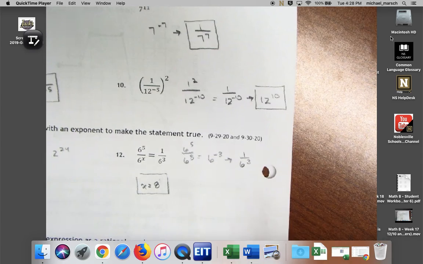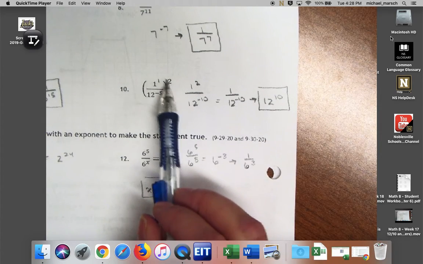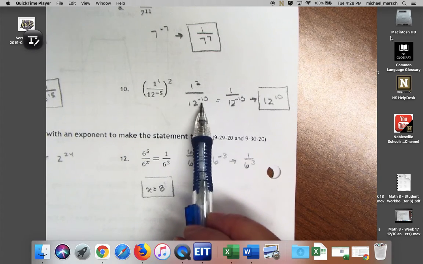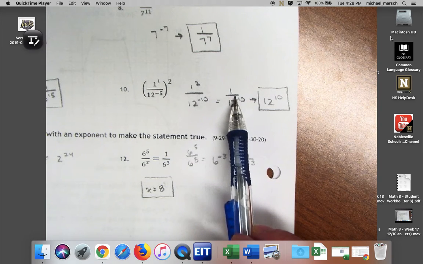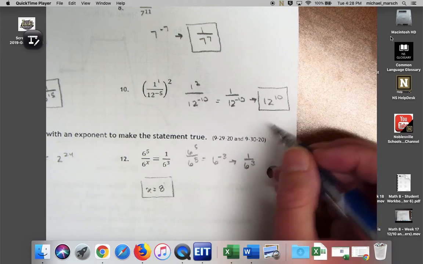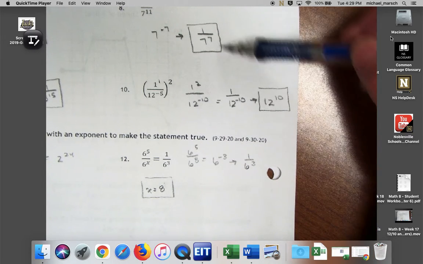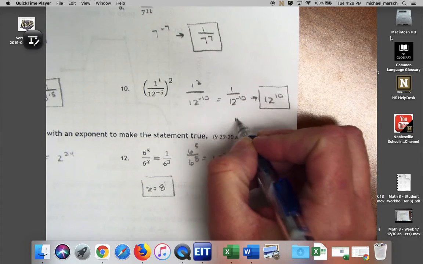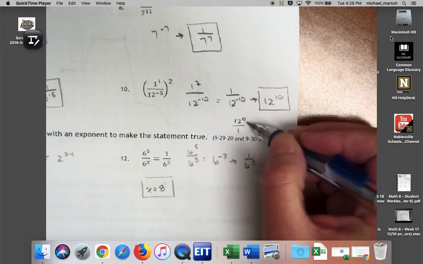And then number 10, this is where, pretend like there's a little secret 1 hiding there. So I have to distribute this 2, so 2 times 1 is 2, 2 times -5 is -10. 1 squared is 1, right, because 1 times 1 is 1, and I still have that 12 to the -10. This is where, up here, I moved the negative to the denominator, made it positive. Remember, here I move it to the numerator. So you can think of it as being 12 to the 10 over 1, right? And then I just get rid of the 1.